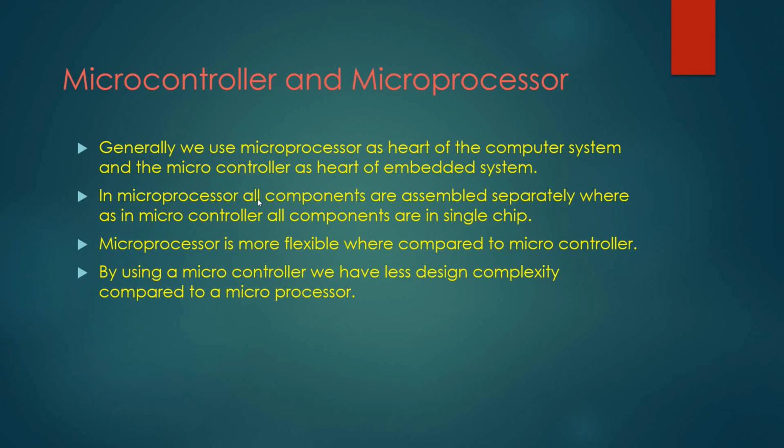Because of this, a microprocessor is more flexible because all components are separated. But a microcontroller is not as flexible because all are integrated on a single chip. By this, you can say a microcontroller has less design complexity because all are connected in a single chip. But a microprocessor has more design complexity. We use microcontrollers in our embedded systems.